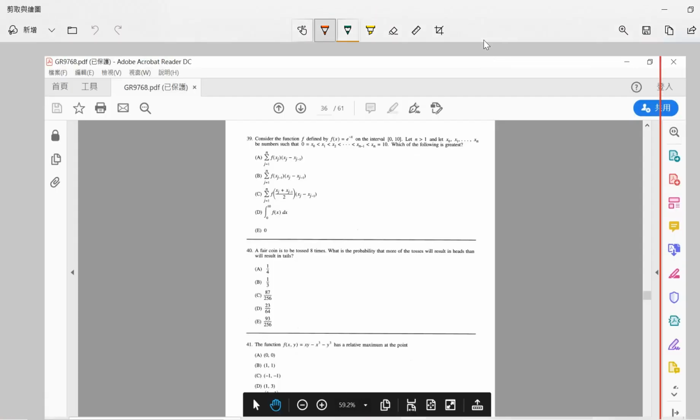So consider the function defined by e to the x on the interval from 0 to 10, divided into some partition, and calculate the area. Okay, so first, A is the right end sum, right? Because we only take the right end sum. So basically I plot it larger.